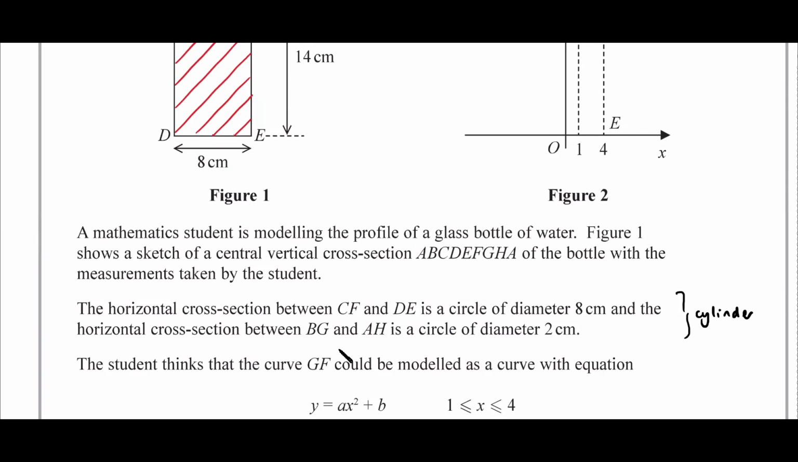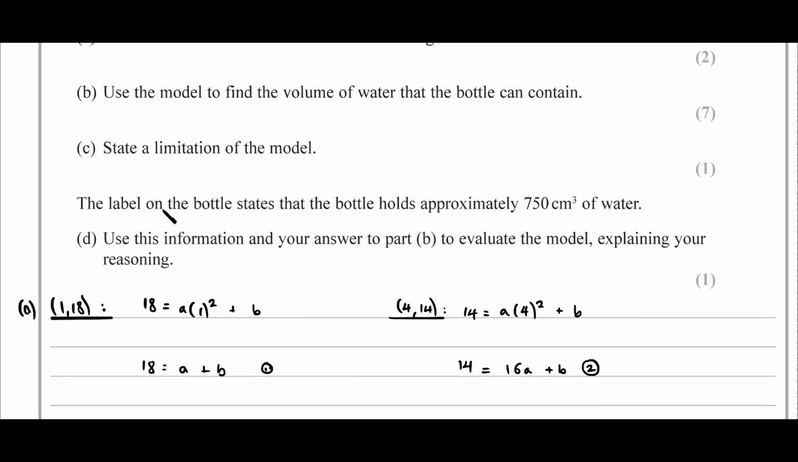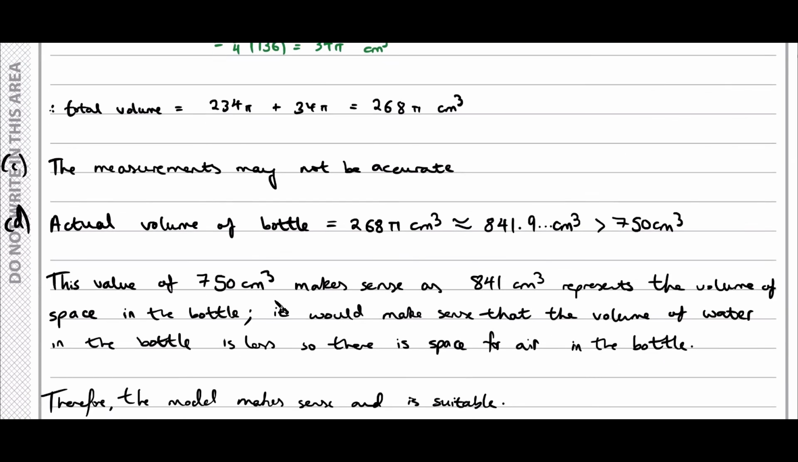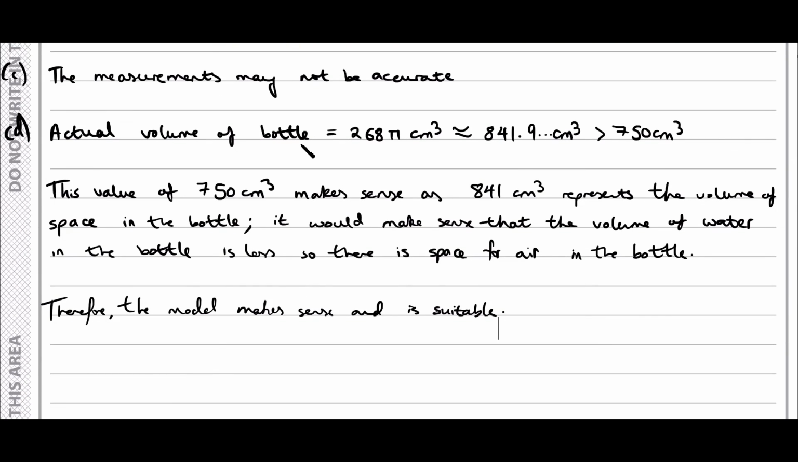But for part D, the label on the bottle states that the bottle approximately holds 750 centimeters cubed of water. Use this information and your answer to part B to evaluate the model, explaining your reasoning. Well, we've got the following conclusion which I've made. The actual volume in the bottle which we just worked out was 268 pi centimeters cubed, which if you stick that into your calculator, that's 841.9 etc. centimeters cubed. And that's greater than the 750 that's stated on the bottle.